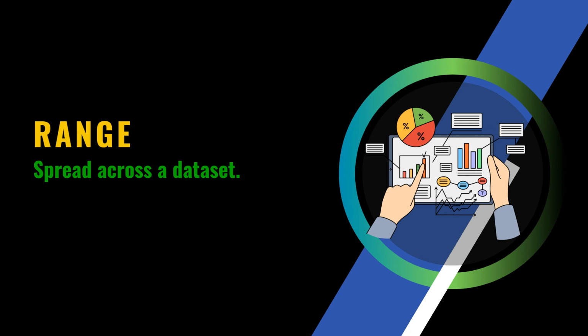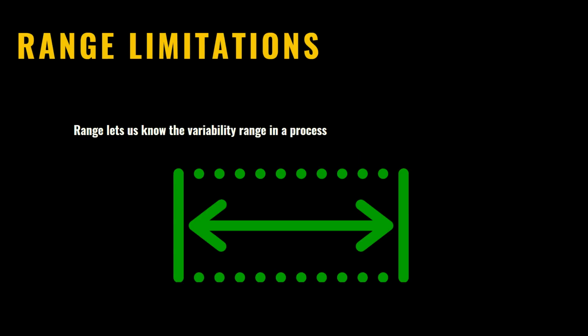Range lets us know the spread across the data, and it lets us know how much difference is in our process, or how much variation in a sense. Range also lets us know the variability range in the process and allows us to look at it from the fundamentals of process improvement. If we have a lot of variation in our process, we're not going to be able to create a good quality product for our customer.